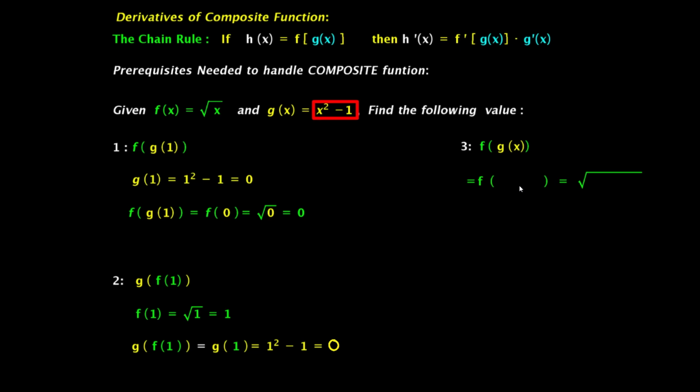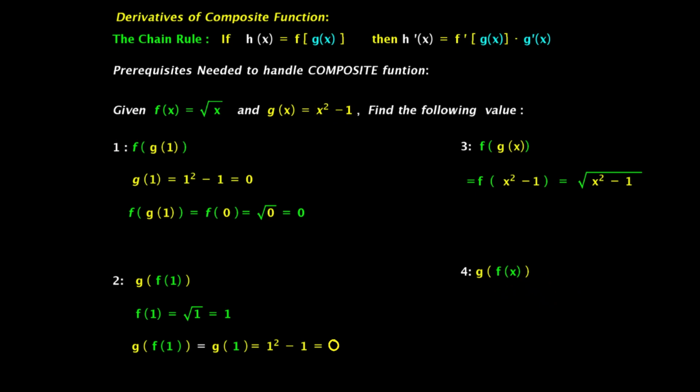So this red value, the red block value goes in f of g of x. It should be f of the final value. So f of x squared minus 1 is root of x squared minus 1. That's it. Next example. What about g of f of x?